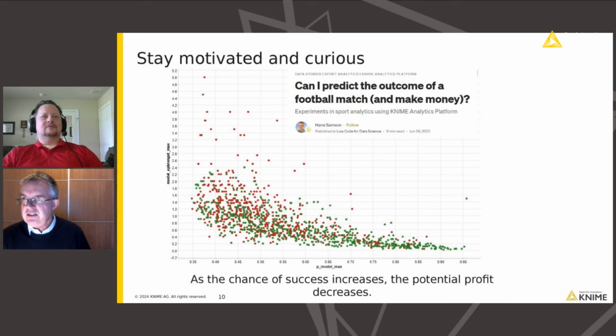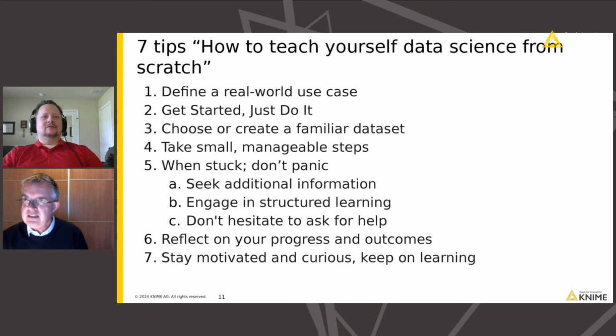I have a lot of green dots over here, but I'm not making any money with it. So really, to make money with my football prediction model, I need to improve on the matches that have a medium probability, and that is what keeps me motivated and curious. Can I find a way to beat the bookies in the end? So that's the end of my presentation and my 7 tips on how to teach yourself data science from scratch.